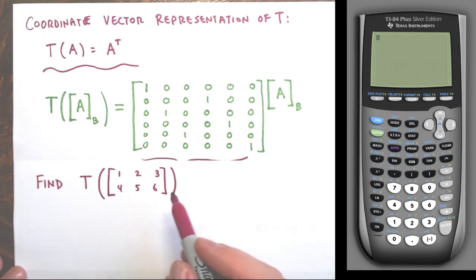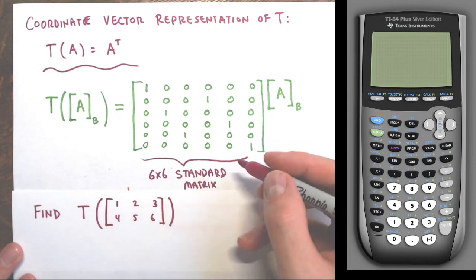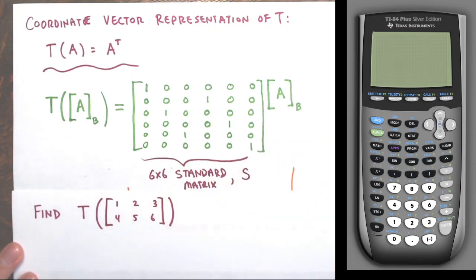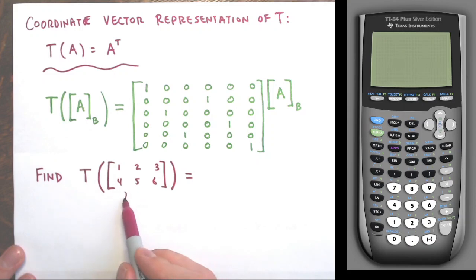But let's actually plug in. Now again, I'm going to call this standard matrix just S, for standard matrix. So this should be equal, well, we'll figure out what it's equal to in a second. What I'm going to do is translate the input to coordinates.